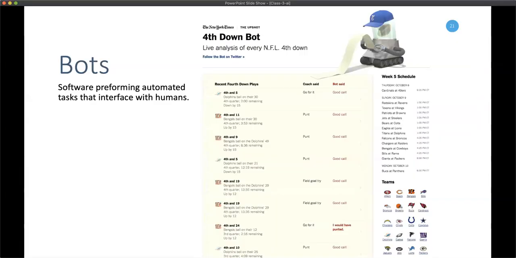This is one I used to love, and I wish it was still around so that you could experience it for yourself. But the fourth down bot from the New York Times would tweet, when a fourth down happens, should you punt, go for it, or kick the field goal? Now, it's looking at all the statistics, all the players, who's on the field, what's the distance, what's happened in the past, who's the kicker. All of that information is being cataloged and indexed, and then it immediately makes a decision of should they punt, go for it, or kick the field goal.